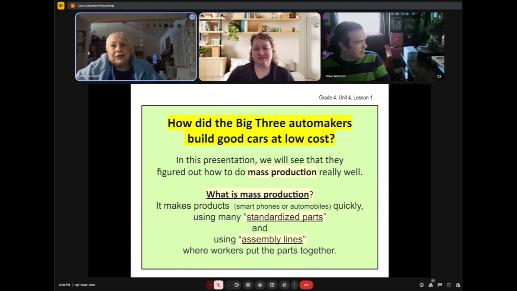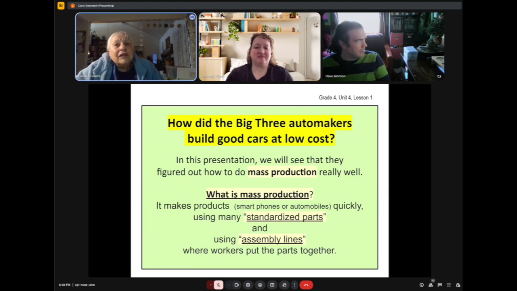The big three decided, though they maybe didn't use these words at the time, but our Glicks use these words, and economics uses these words, and manufacturing uses these words, they had to figure out how to do mass production. You can't just invent something. You have to figure out how to make thousands of things at a low cost.